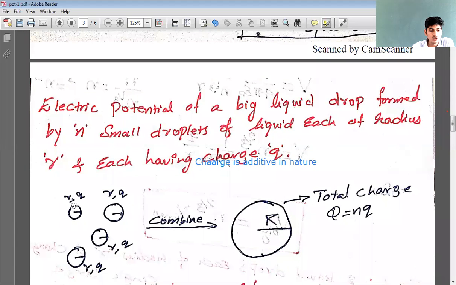What will be the potential of each small sphere? One small sphere, though, potential on its surface. We are not finding out potential at any point inside or outside the spherical shell. We are finding out potential on its surface.